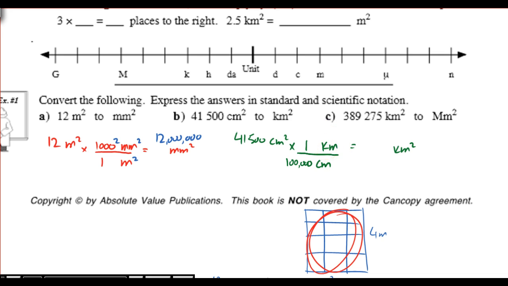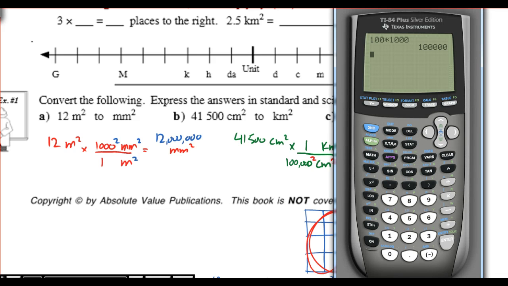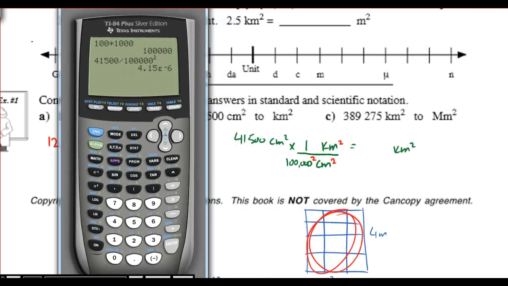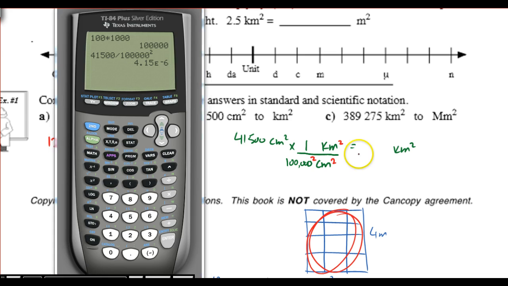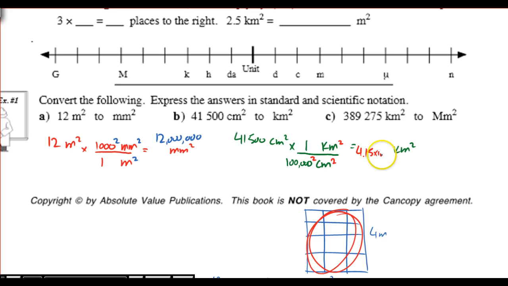Again, however, because we're dealing with units of area, I'm going to have to square that conversion as well. So really, in the end, it's going to be 41,500 divided by 100,000 squared. Okay, and you will see it's going to be a very small number, 4.15 times 10 to the negative 6.